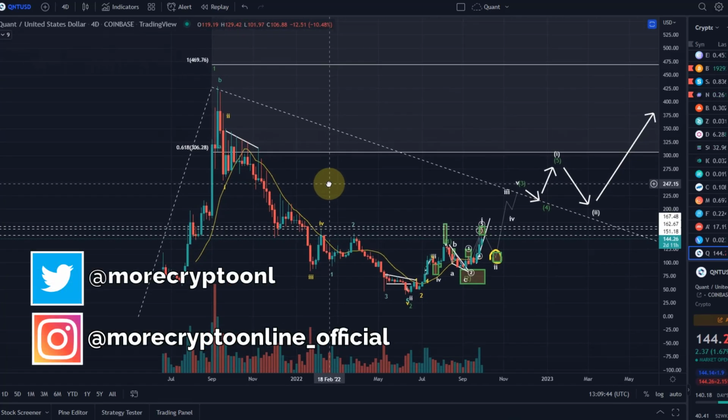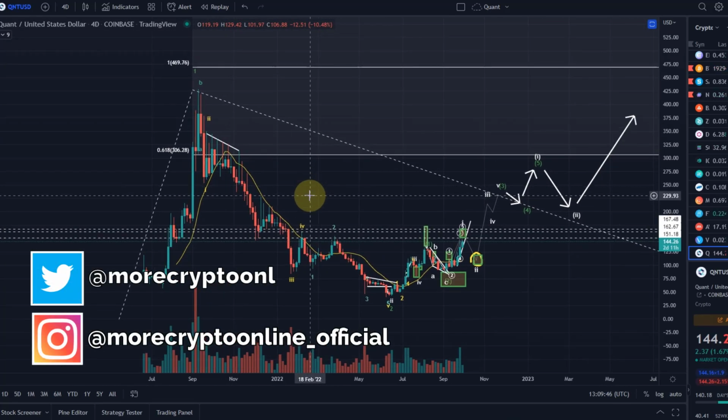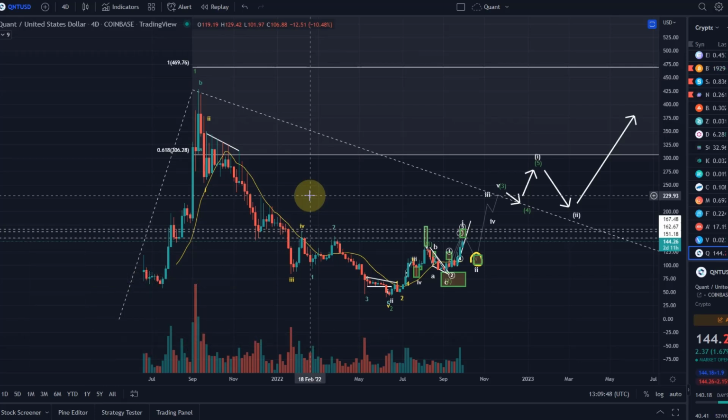Today I'd like to start with the 4-day chart, just to highlight some of the possible all-time high targets which are on the radar and which are possible looking at this chart. First of all, let's take a step back. Where do we actually come from?